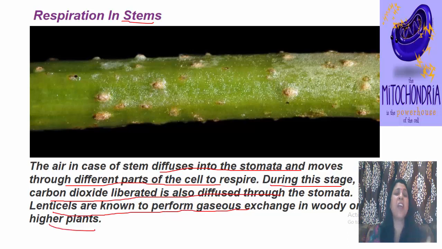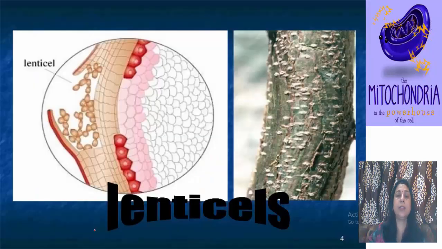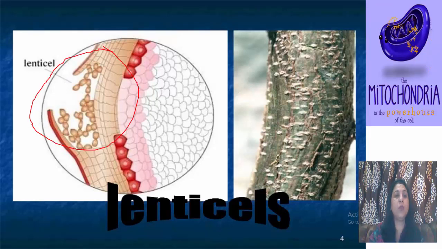If they are monocots having a herbaceous stem, a very soft stem, stomata are present over there. The gaseous exchange through diffusion takes place through stomata. But if they are higher plants or woody stems, then lenticels are used for this gaseous exchange. You can see this hard woody stem and these are the openings. These are the lenticels present on the woody stem through which the gaseous exchange takes place. Gases in, gases out, depending on the concentration, by diffusion.